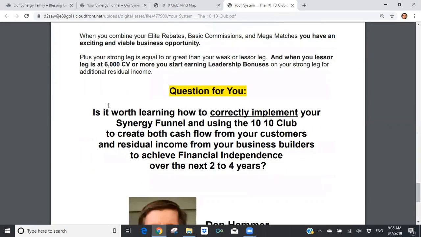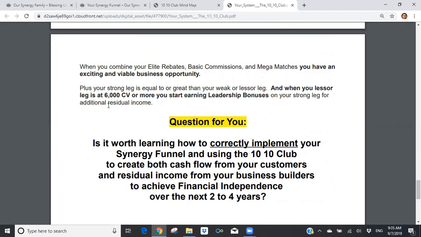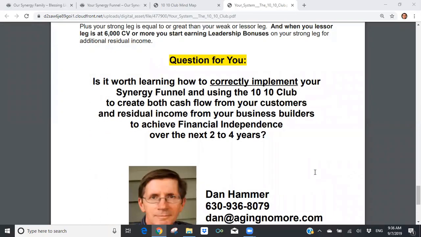So it brings me to this question. Is it worth learning how to correctly implement your Synergy funnel and using the 10-10 Club to create both cash flow from your customers and residual income from your business builders to achieve financial independence over the next 2 to 4 years? Now, that's a question that you have to answer. I know how I've answered it. The answer is yes.